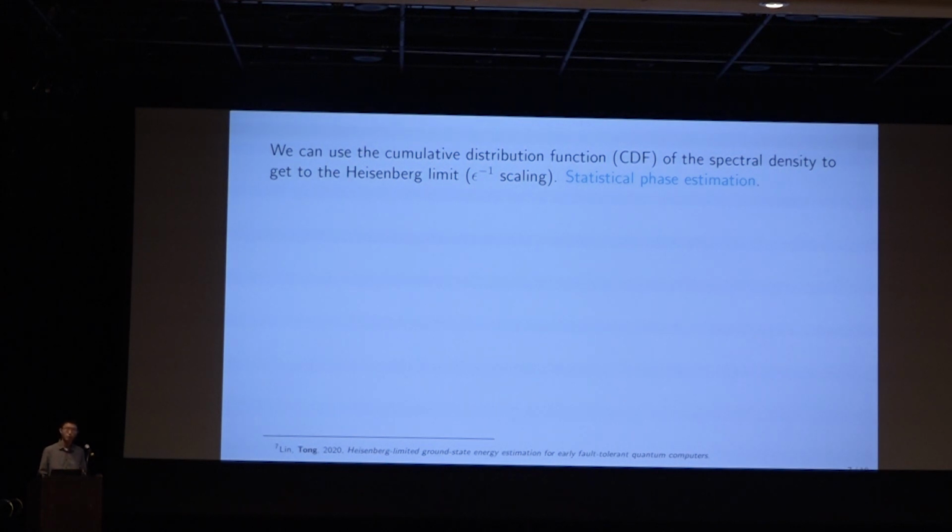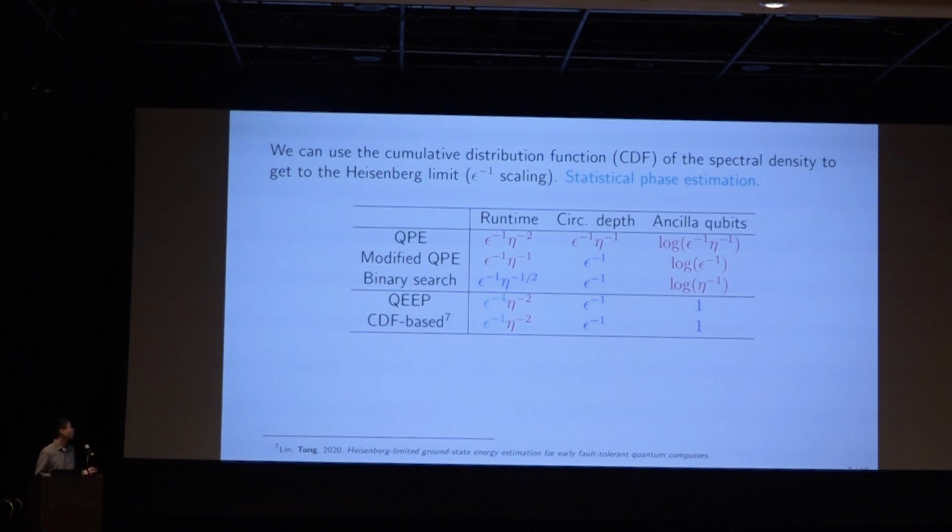In Wednesday's talk, Earl Campbell gave a name to this algorithm. We call it statistical phase estimation. So I think this is a very good name, although here I would call it the CDF-based method. You can see that compared to this QEEP approach, we go from epsilon to the minus 4 to epsilon inverse.